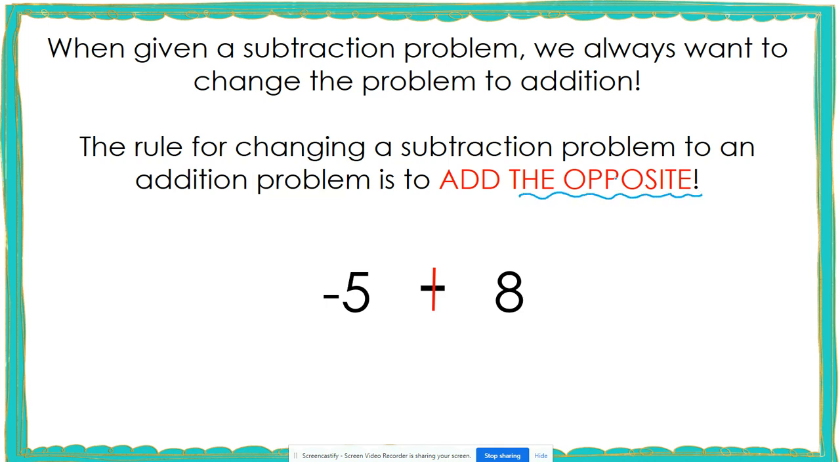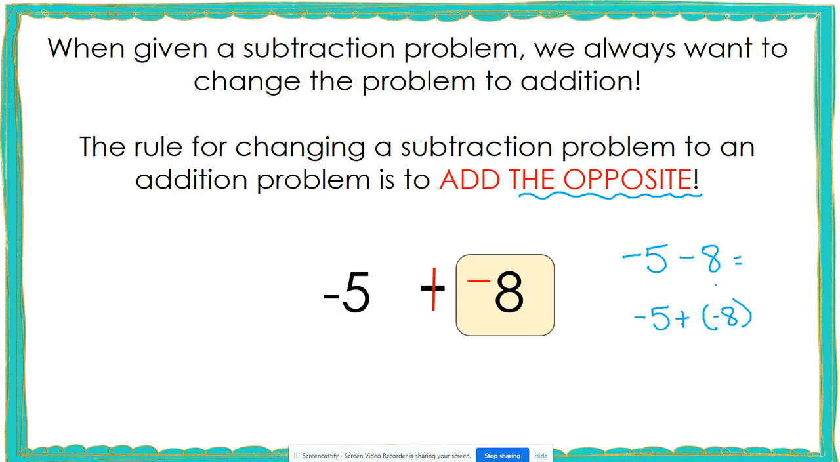That means that I'm going to look at the number behind my new addition sign, and in this case, that number is +8. I need to change that number to its opposite. I know that +8's opposite is -8, so I'm going to change this to -8. So, -5 minus 8 became -5 plus -8.